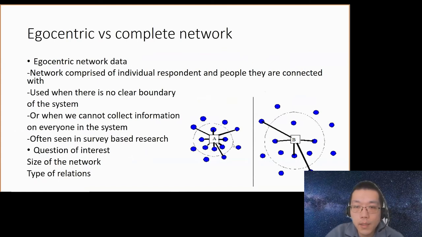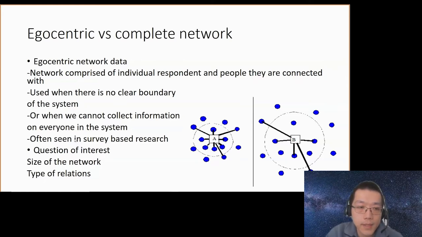So in this example, as shown in the graph here, A and B are your individual or primary respondents. So you administer a survey to A and B and ask who they're connected with or who their friends are. Then A and B are what we call egos, and whoever they nominate is what we call alters. And in this type of design, you have the information on the egos and their alters, but you don't know whether alters are connected with each other or who else these alters are connected with. So that is what we call egocentric network data.